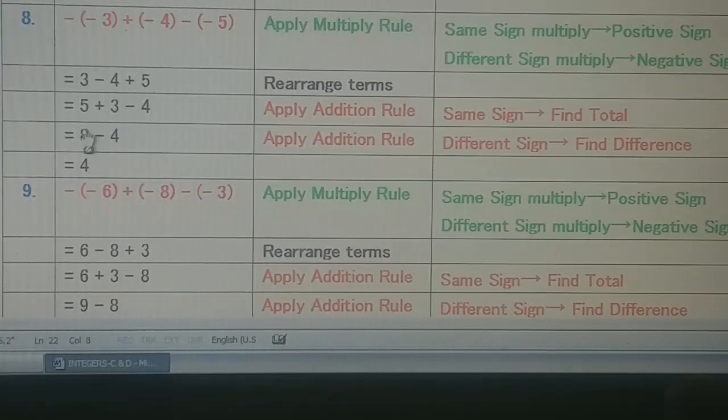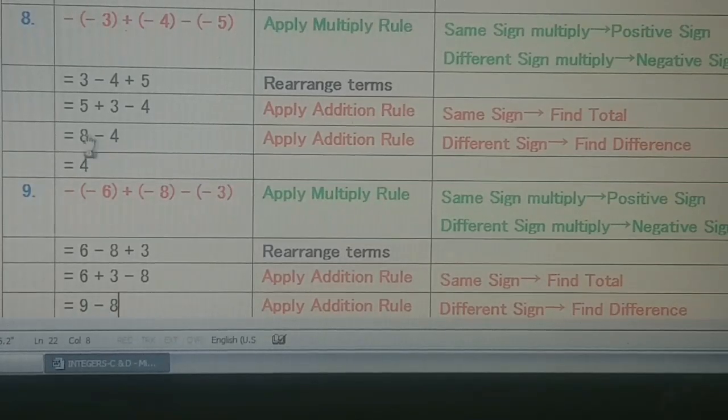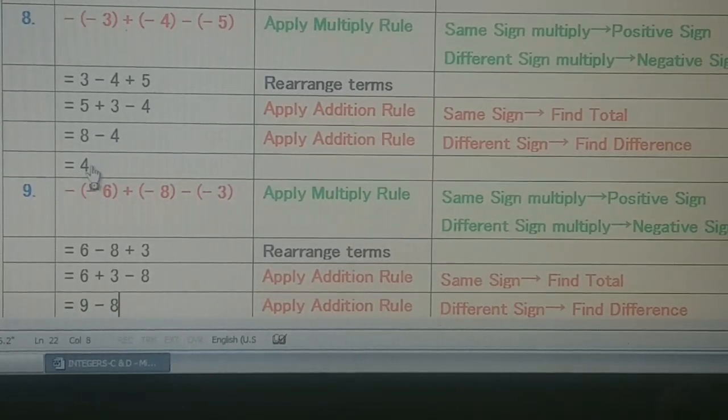5 plus 3 is 8, that we copied. And then minus 4 we copy as it is in the next step. So our next step will be 8 minus 4. 8 minus 4, that's very easy. Our answer will be 4.